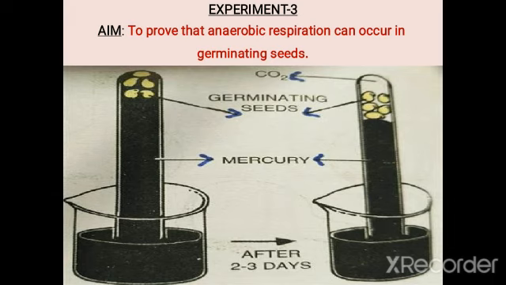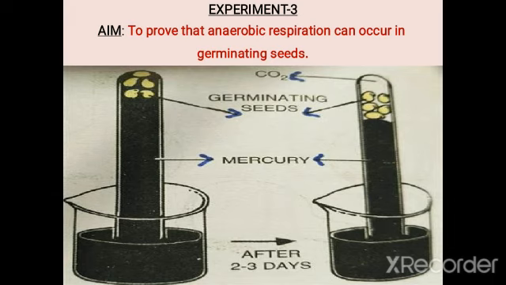Right? Now what will happen? Germinating seeds are at the top. Then the full test tube is mercury there. Inside the beaker also mercury. Getting it? There is no air inside. The air cannot enter inside. Why? Because mercury will not let it go. But after some time, after 2-3 days, what you will observe is there is a small space created at the top of the test tube where carbon dioxide is collected.